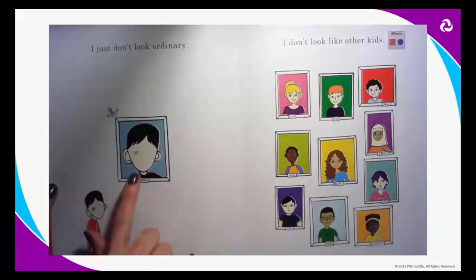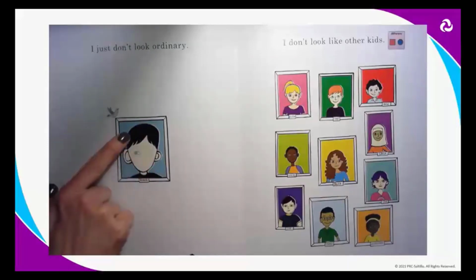He looks different. How does he look? I see that he has black hair and one blue eye.